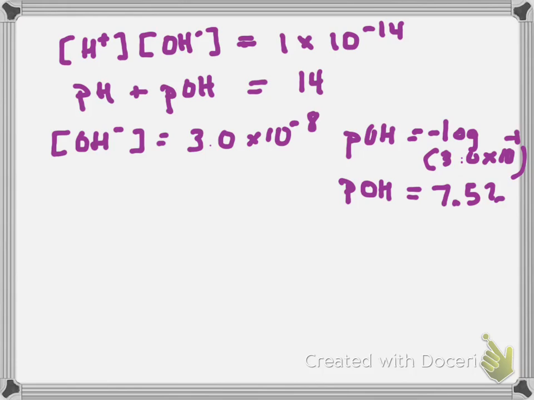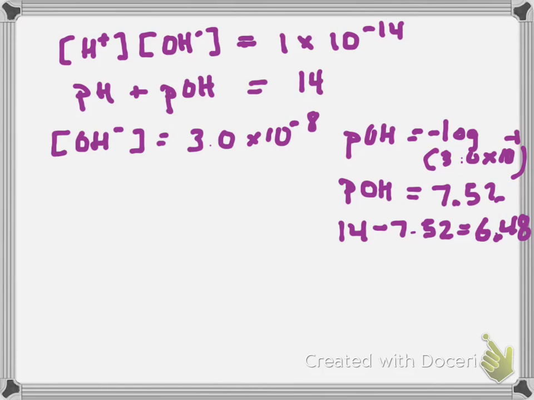Now, if I took 14 minus the 7.52, that would get me an answer of 6.48. That would actually be the pH in this case. Okay, pH would be equal to that.